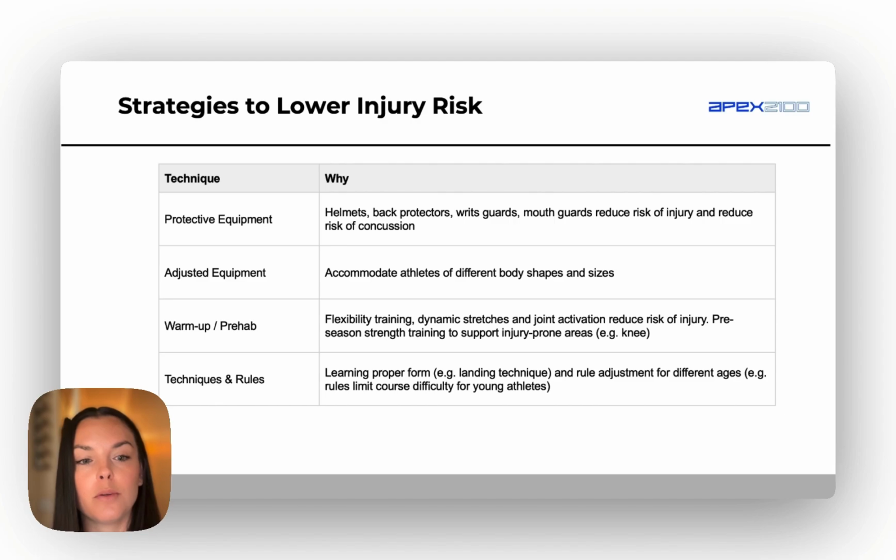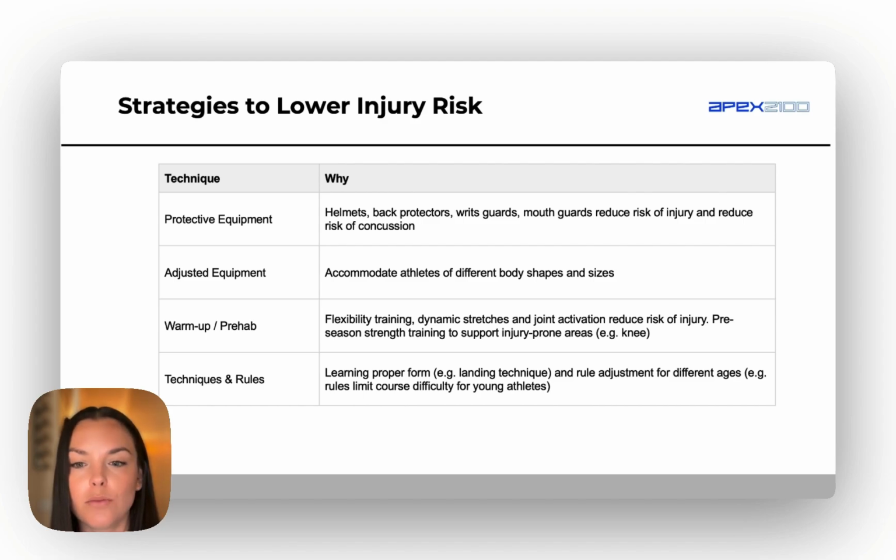Ensuring we have a good warm-up and prehab sort of training in place. So doing some flexibility training, some dynamic stretches, some mobility, some strength and joint activation is really important for reducing our risk of injury. So strength and conditioning, especially in the pre-season, helps to support our muscles and build strength within our muscles to help maintain a good sort of body function and make injuries less likely.